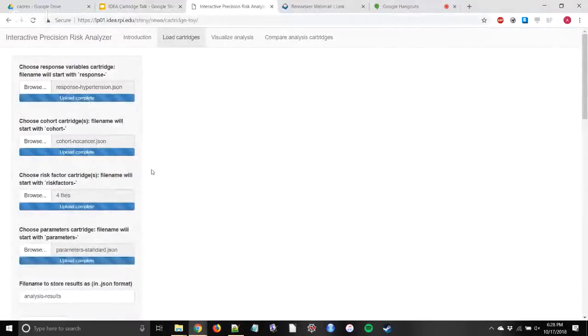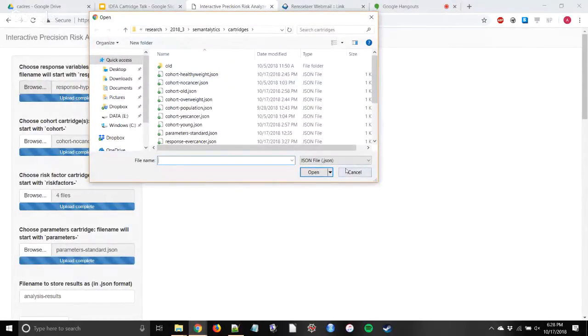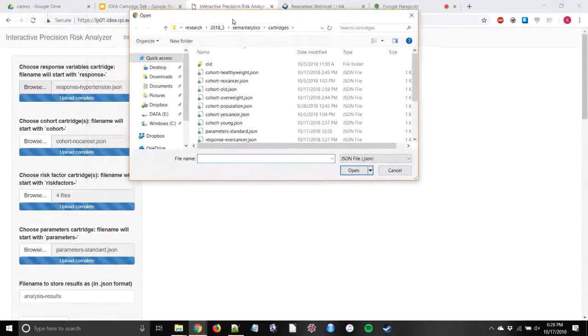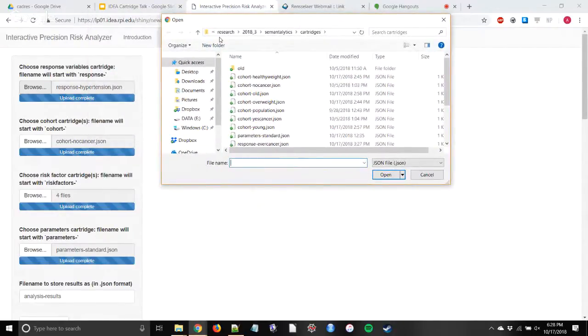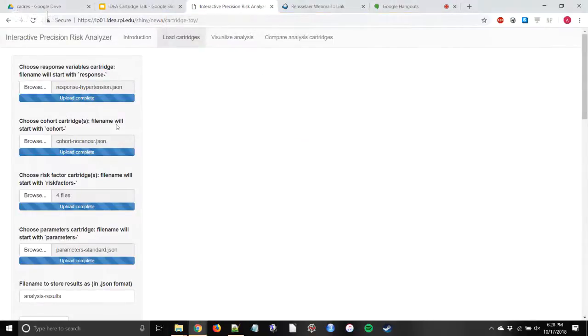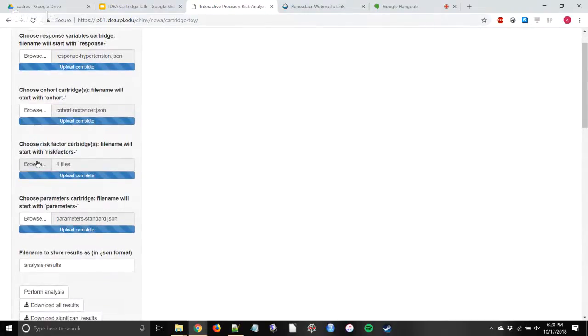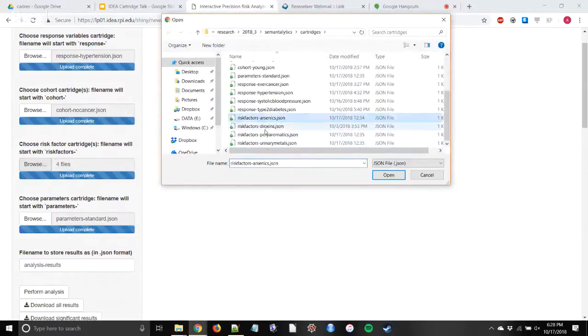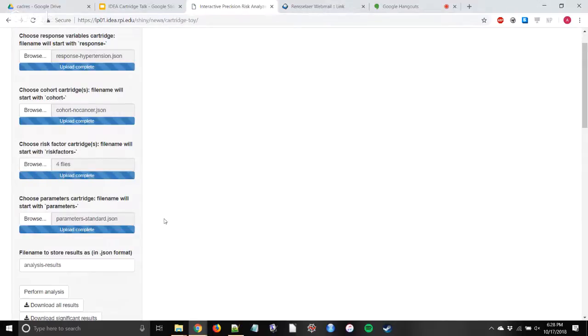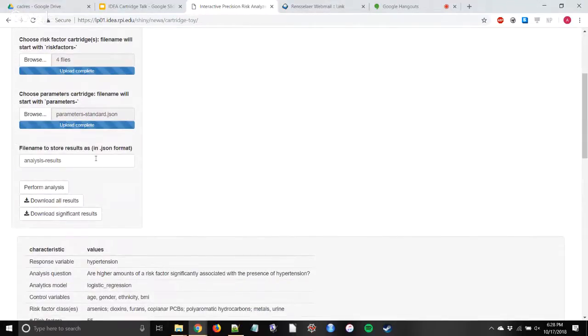This is an R Shiny app, and how it works is you literally just choose what cartridges you want. Here we have this set of possible cartridges, and first we're saying what's the response variable, and we've chosen hypertension. Then we're saying what set of people we want to work with, and for the moment we're just saying people who don't have cancer. Then we've chosen a set of different risk factor cartridges. These are four that I have made: arsenics, dioxins, polyaromatics, and urinary metals. We're just uploading those, and then our standard parameters. When you save it, you can just give it a name, and so we're doing the analysis.